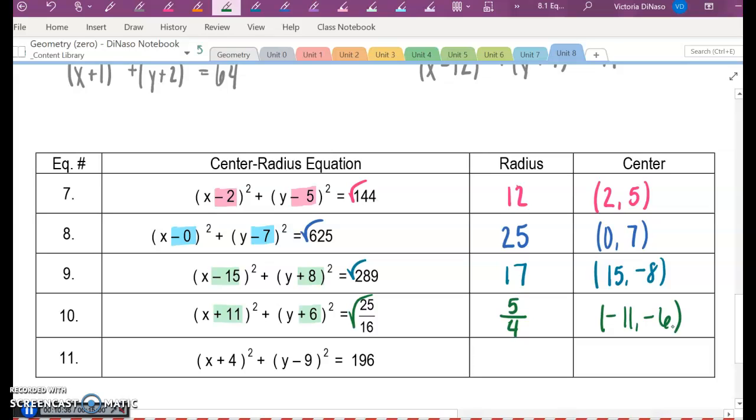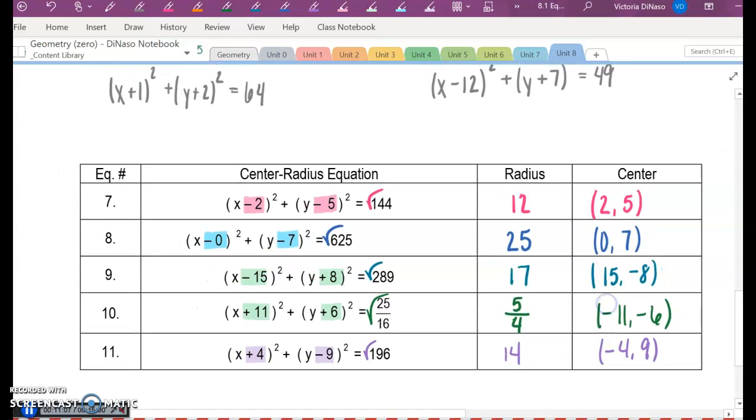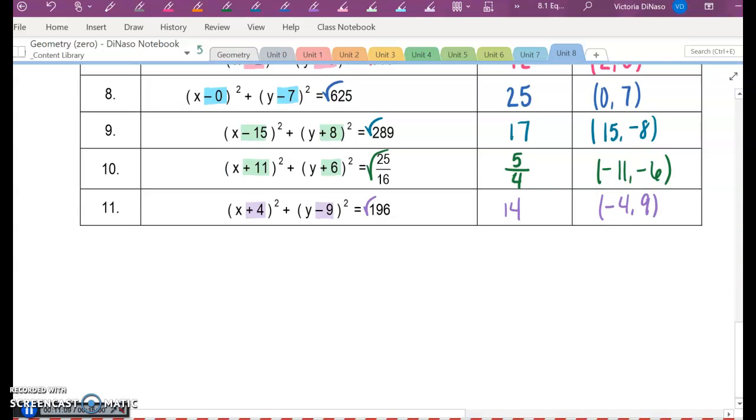And then finally, number 11, we have (x plus 4) squared plus (y minus 9) squared equals 196. We're going to flip both of those symbols. So we have -4 and +9. And then we take the square root of 196 and we get 14. If it's not a perfect square on the end, you are required to break it down. Okay, so just keep that in mind. These were all perfect squares. And that is today's lesson.